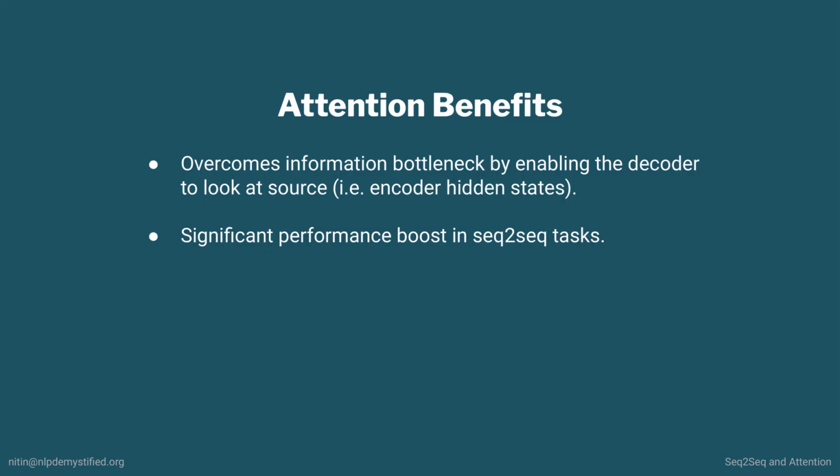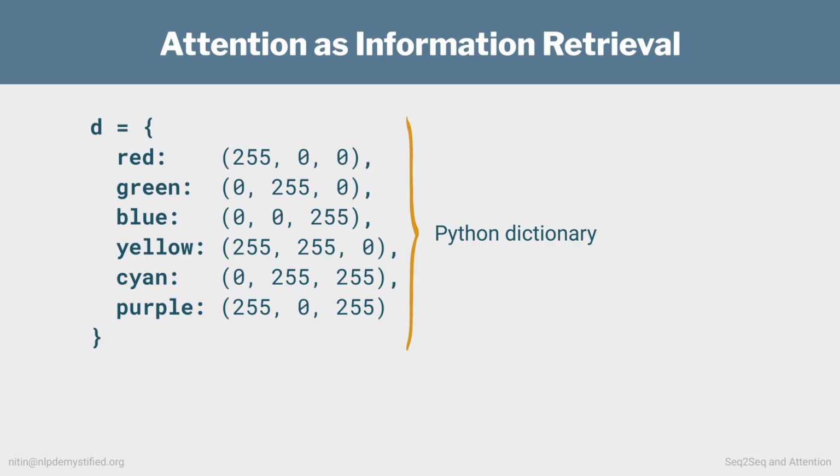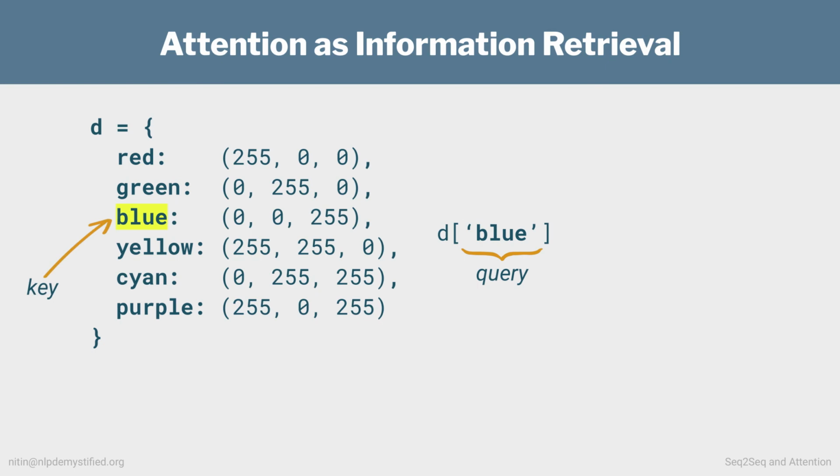Alright, so attention was a big step forward for sequence-to-sequence modeling because the decoder could now refer back to the encoder states rather than rely on only a single encoding of the source sequence. In a way, we can look at attention as a form of information retrieval. Consider a typical Python dictionary. Here the keys are color strings and the values are RGB tuples. If we wanted to retrieve the RGB value for blue, we would query the dictionary with the string blue. The dictionary would check for a matching key, and if there is one, return the corresponding value.